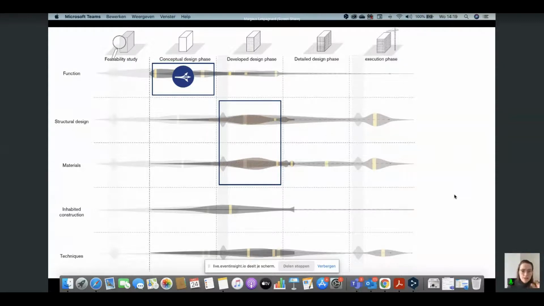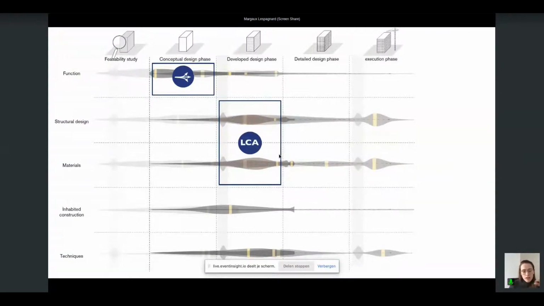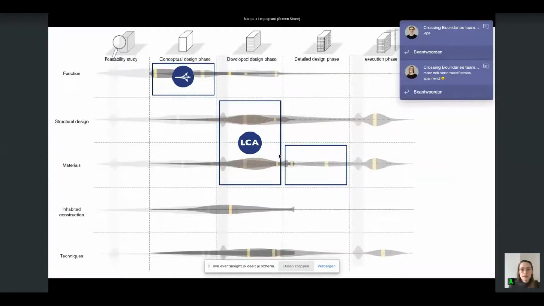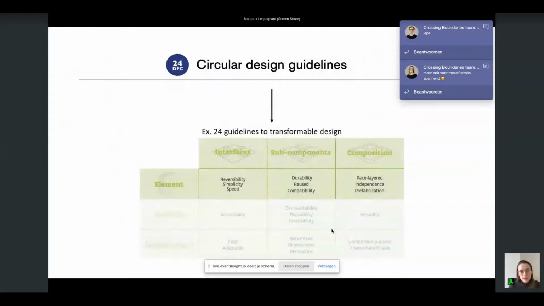So we connected this to a life cycle assessment, where you can calculate the environmental impact of your building, but we have to specify that it was a simplified life cycle assessment because architects don't really have the time to do a full life cycle assessment. And then the third key phase was the detailed design phase for materials, which we connected to circular design guidelines that give you advice on, for example, reversibility, using durable materials, and so on.